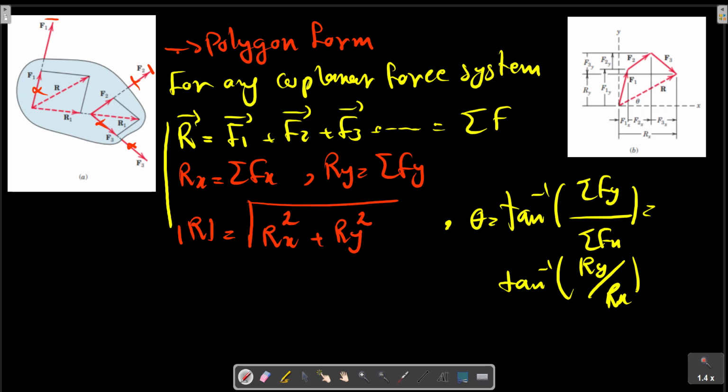Graphically, the correct line of action of R may be obtained by preserving the correct line of action of the forces and adding them by the parallelogram law. We see this in part A of the figure, this picture.